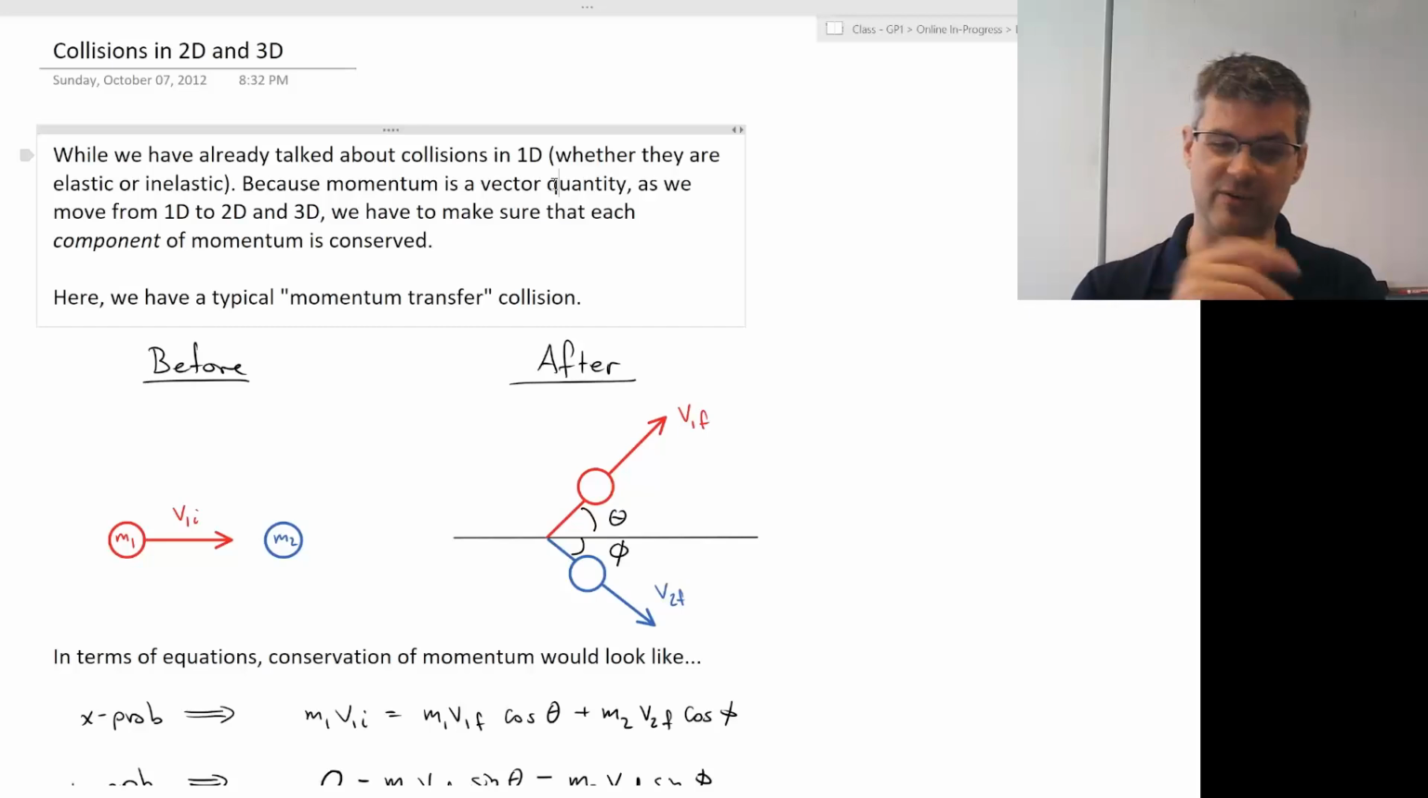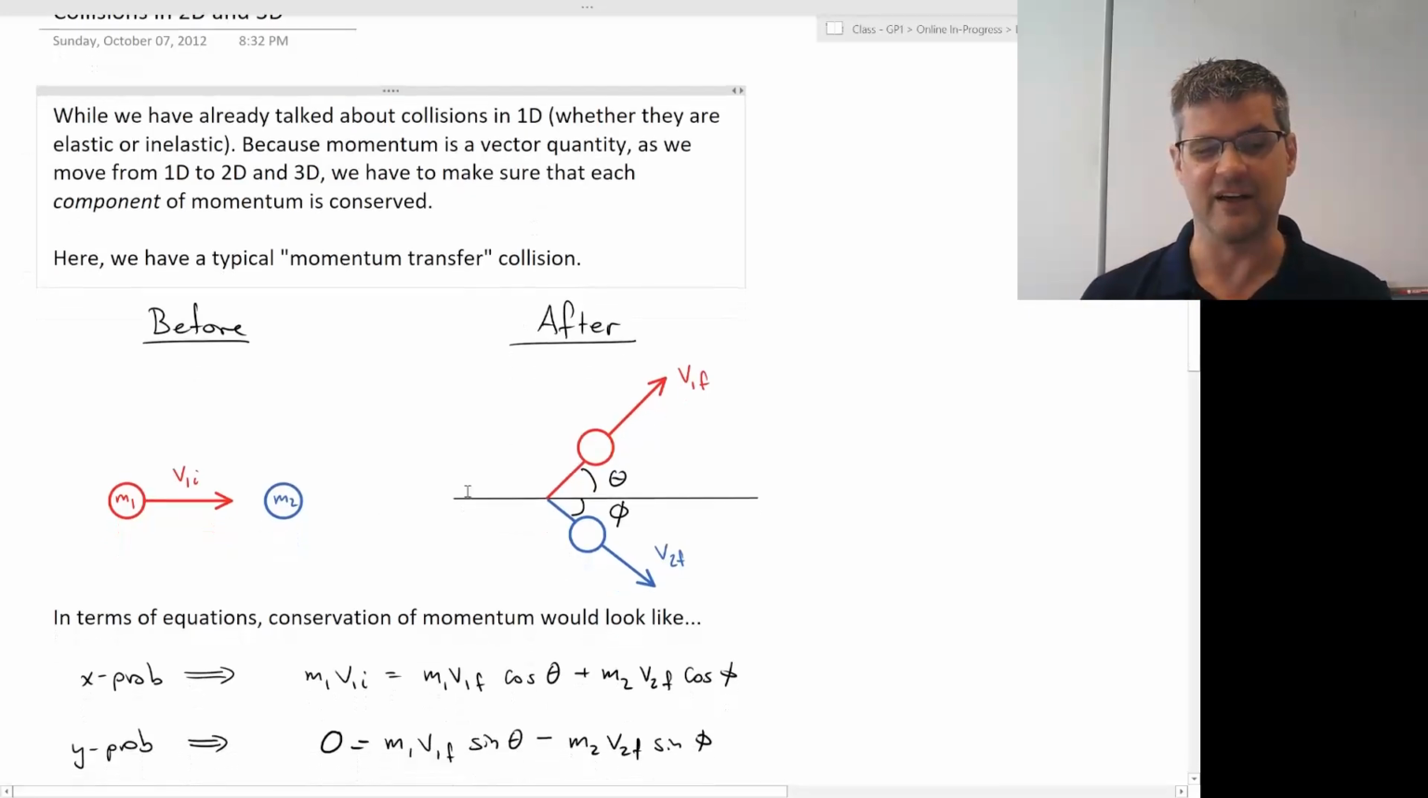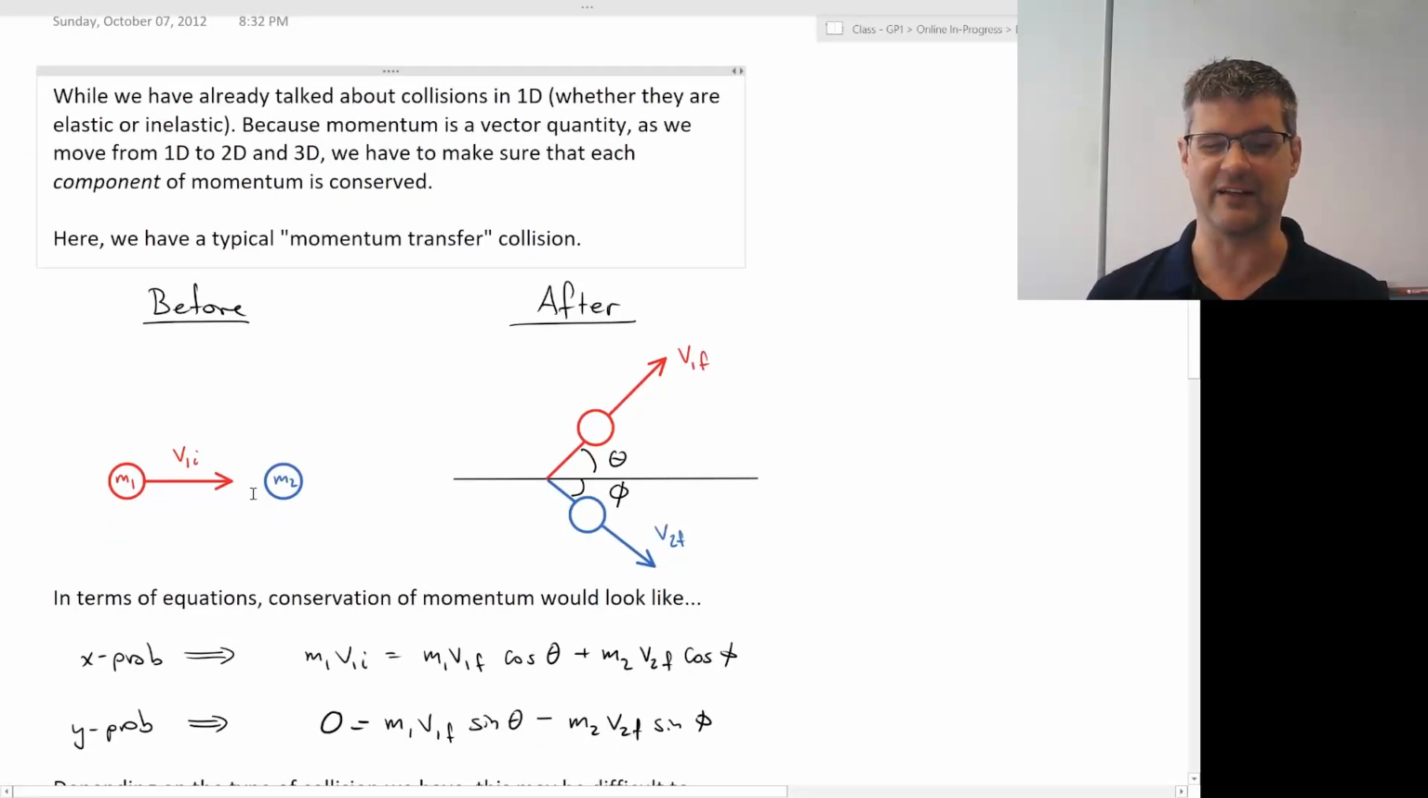So in this scenario that you see here, I'm having M1 coming in and hitting M2. M2 is initially at rest, so the only momentum that we have in our system is to the right.